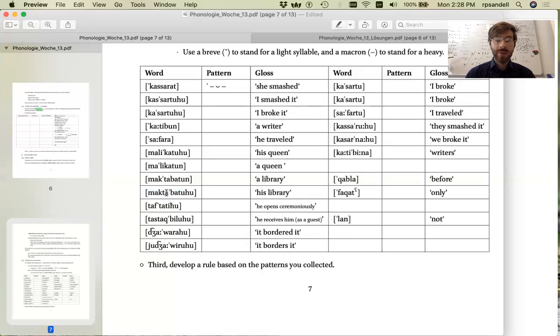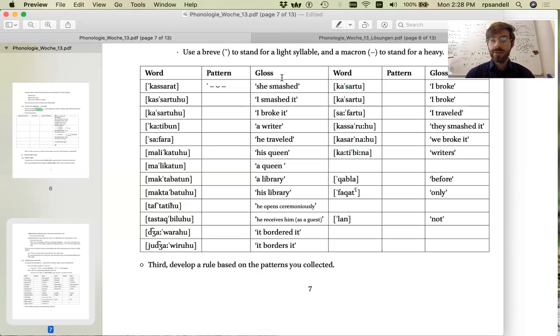The word meaning "his library." Here we see primary stress on the third syllable, where again the second to last syllable is light. If we look at all of the examples in the column on the right, however, we see that primary stress can also be assigned to the second to last or penultimate syllable. So we have kasartu, safar, safartu, kasaruhu, kasarnahu, and katibina.